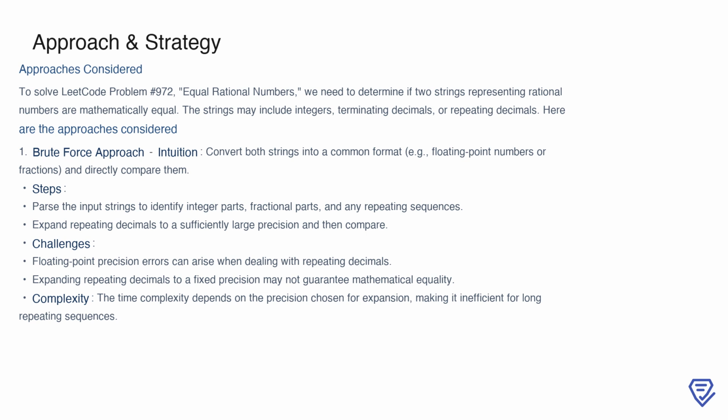However, this approach faces some challenges. Floating point precision errors are common when working with repeating decimals, and expanding them to a fixed precision doesn't always guarantee mathematical equality. Additionally, the time complexity depends heavily on the precision chosen for expansion, making this method inefficient for long repeating sequences. While intuitive, this approach lacks the reliability and efficiency we need for this problem.